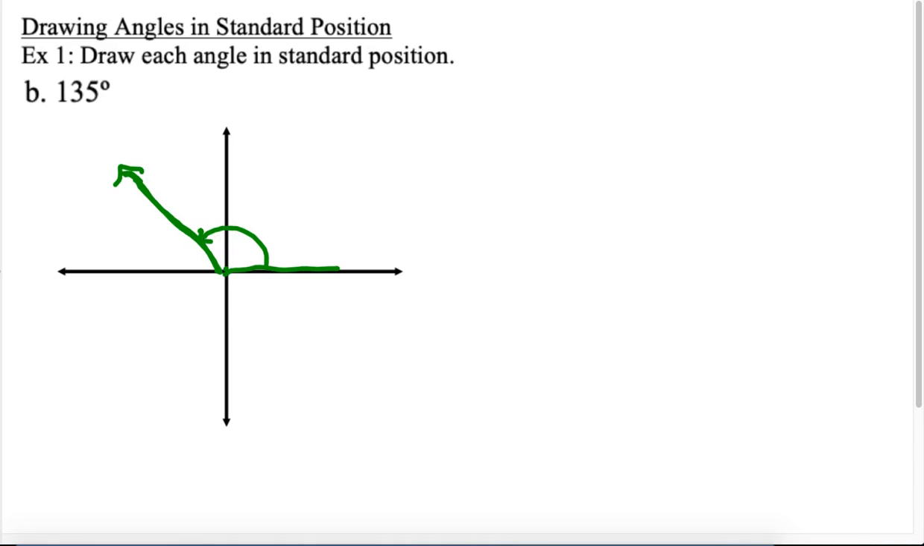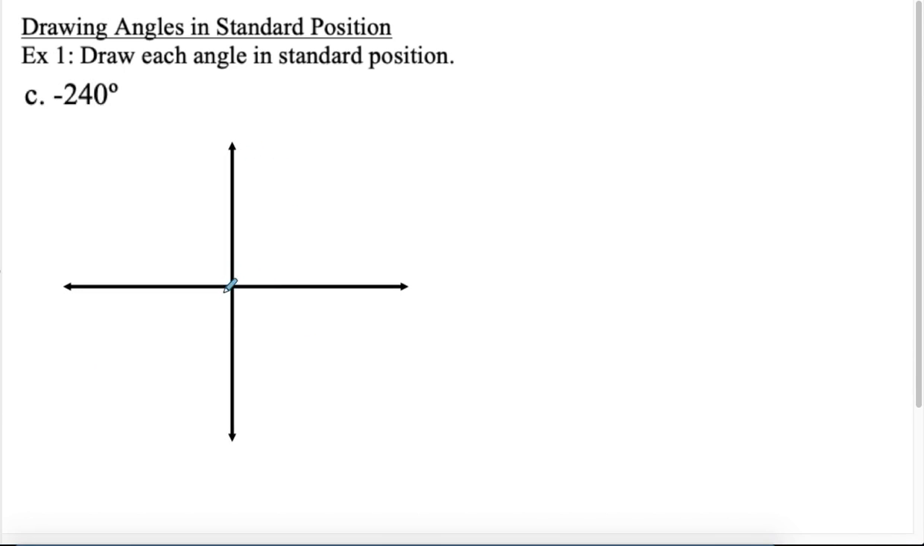okay? The next one, we've got negative 240. So first of all, the negative sign tells me that I'm going to be going in this direction, okay? So if I go negative 90, 180, then I know it's going to be somewhere in quadrant 2. So I would have to go an additional 60 degrees in this direction, right? So that's, again, 2/3 of the way from 180 to 270. So here's where that angle would end up. And again, we need to make sure that we're showing that it's going in this direction, okay?